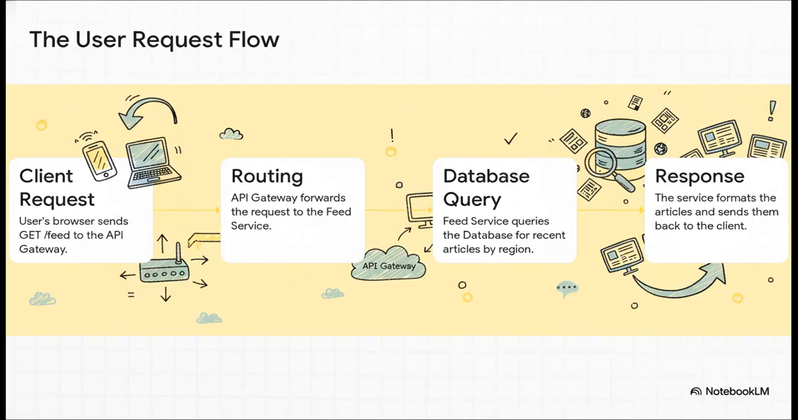Let's just trace a single request to see how this works. A user opens the app. Their phone sends a request to our API gateway. That gateway routes it to our dedicated feed service. The service then queries the database for the newest articles that match the user's region. It formats them nicely and sends them right back. You'll notice we have two separate services here, one for collecting data and one for serving it. That is a deliberate key design choice because they have totally different scaling needs.